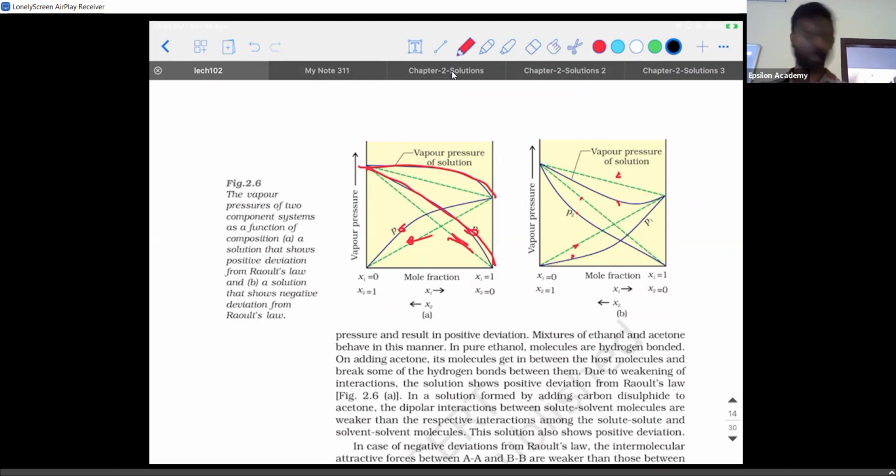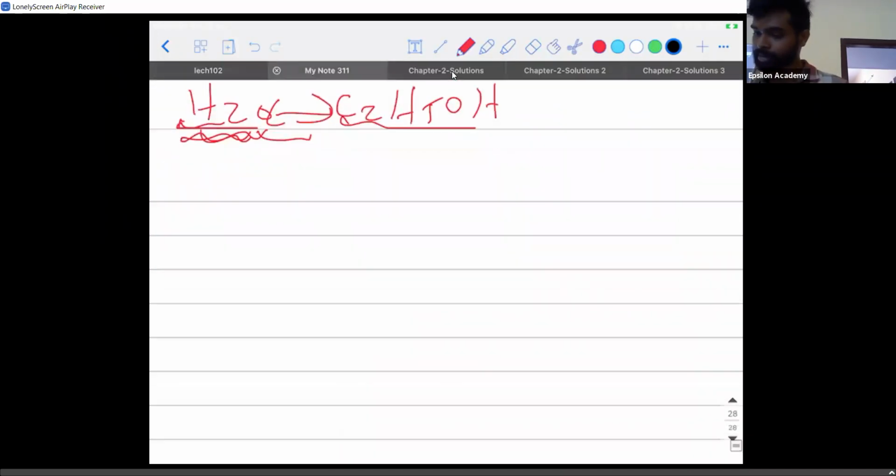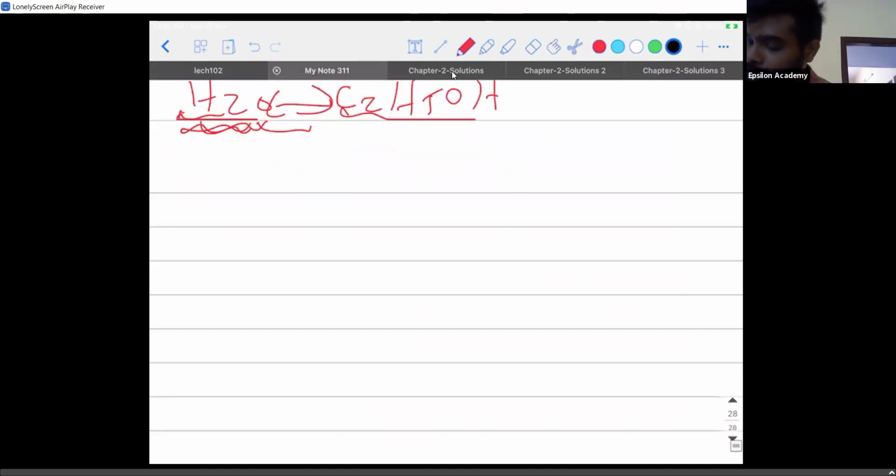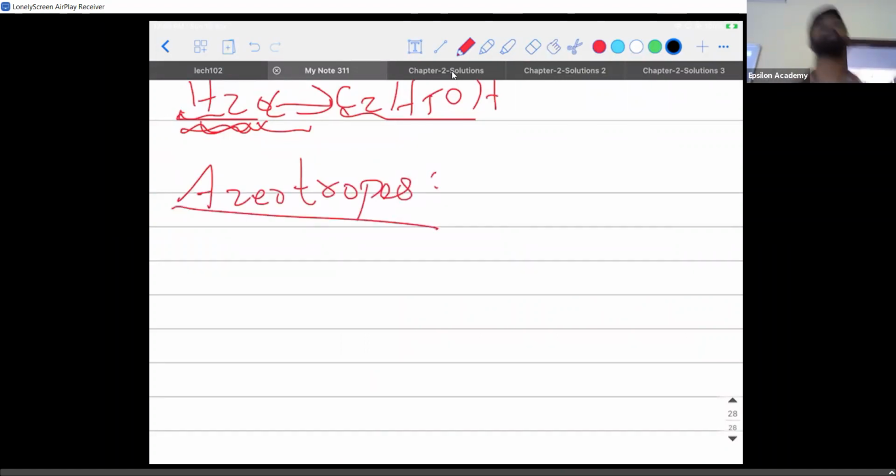Now the last concept for today. I'll just take 5 more minutes and we'll wind up. The next concept depends on non-ideal solutions only. We are going to look into this concept called azeotropes. Please take this down first.